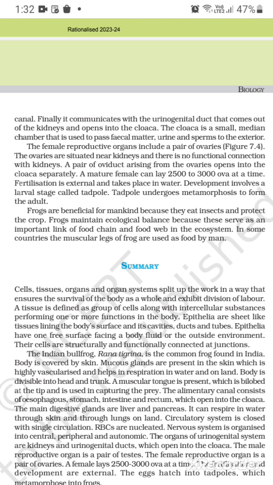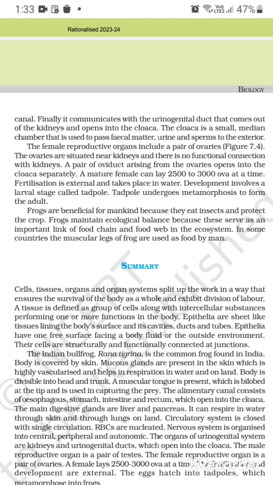Frog: the Indian bullfrog Rana tigrina is the common frog found in India. Body is covered by skin. Mucous glands are present in the skin, which is highly vascularized and helps in respiration in water and on land. Body is divisible into head and trunk. A muscular tongue is present, which is bilobed at the tip and is used in capturing prey.